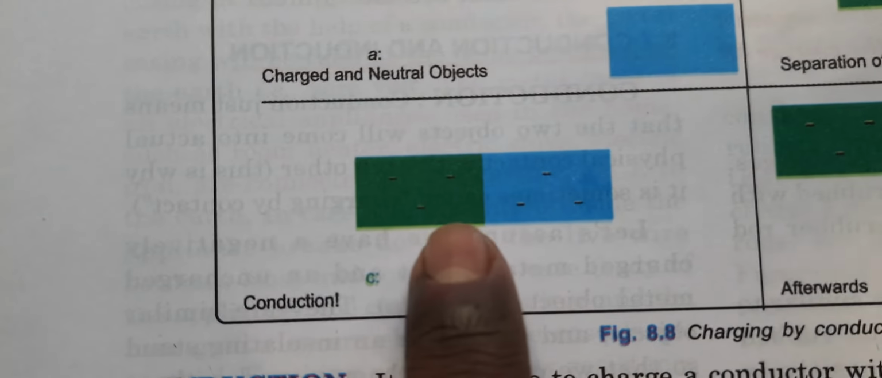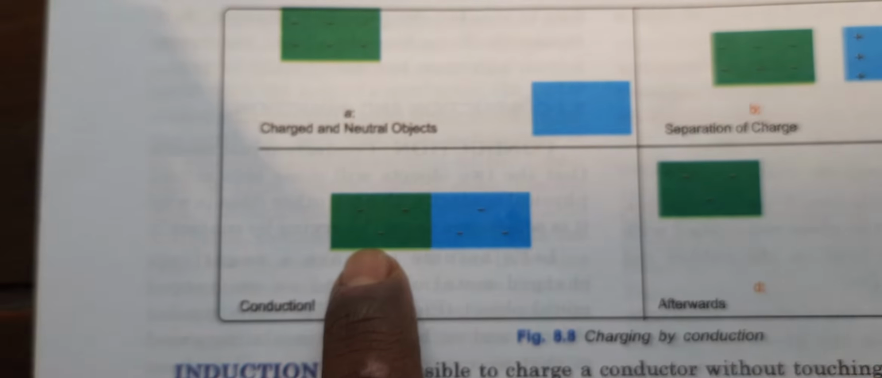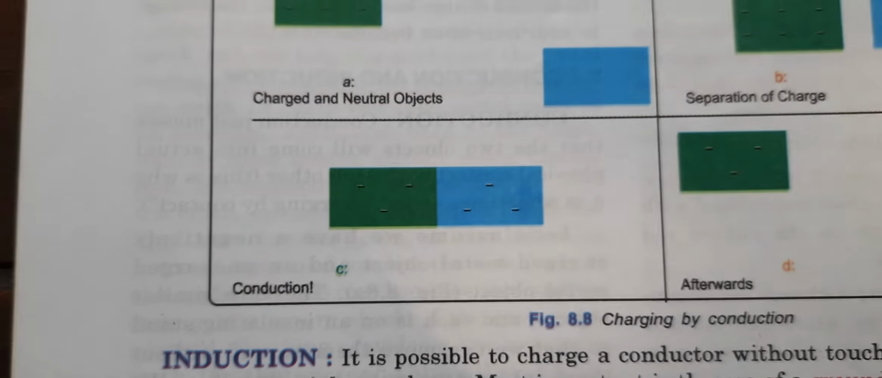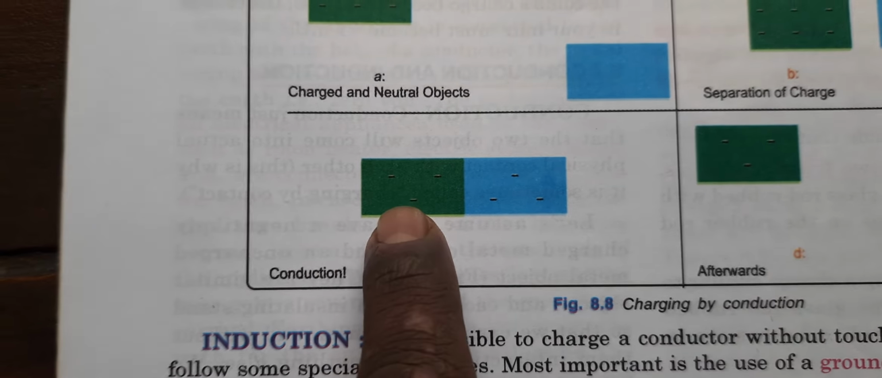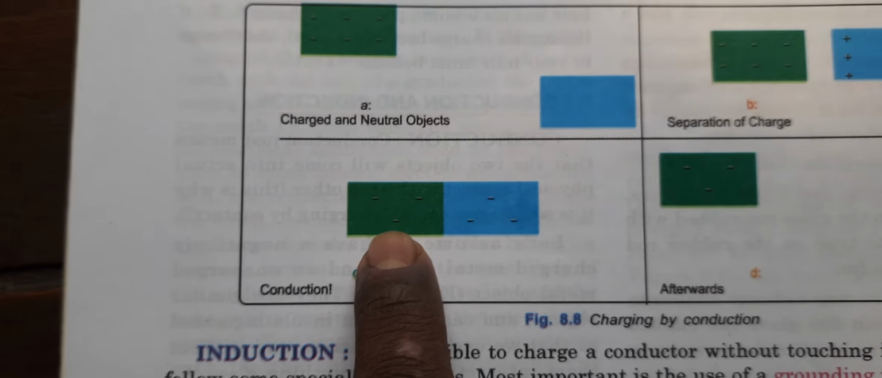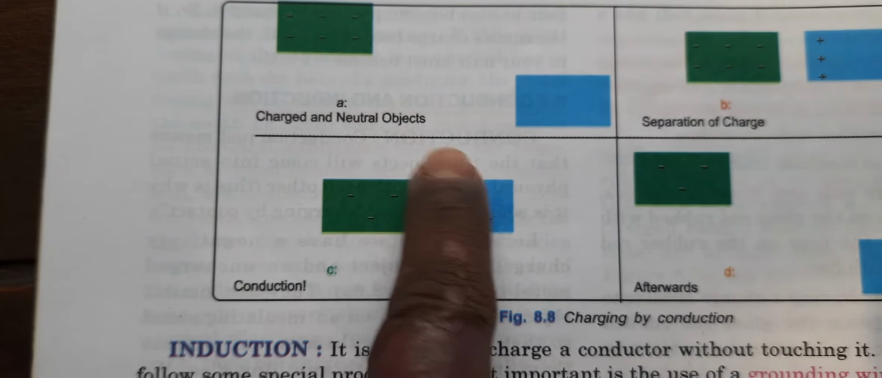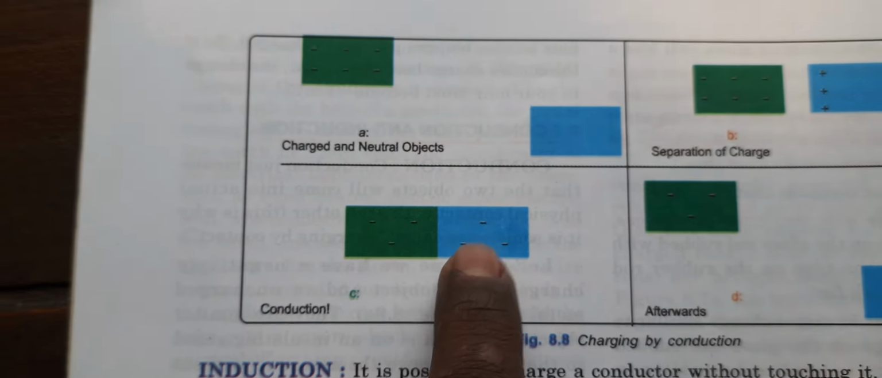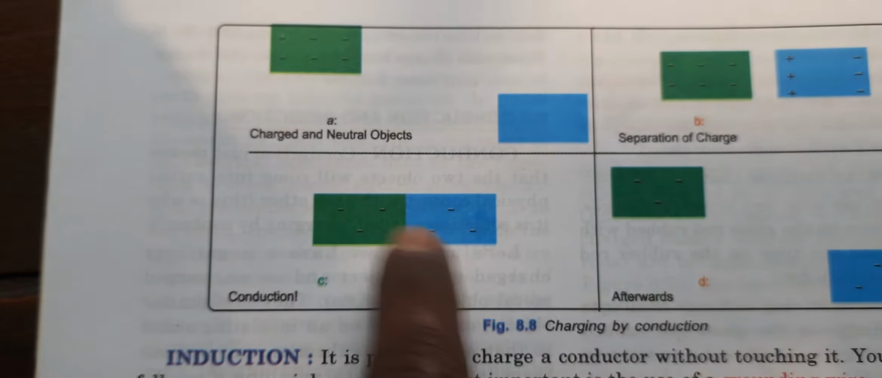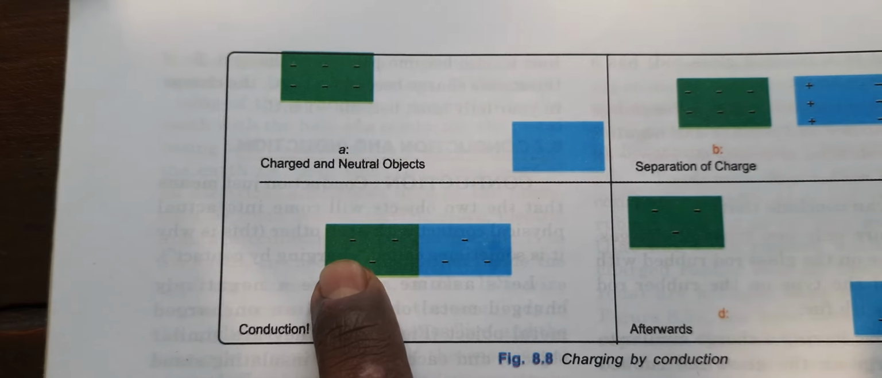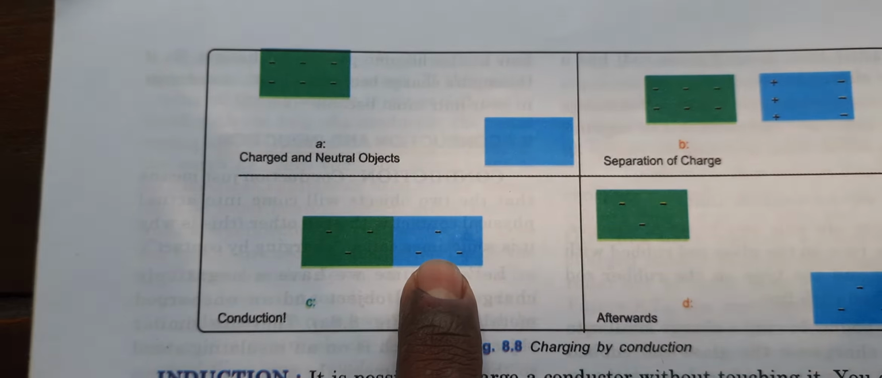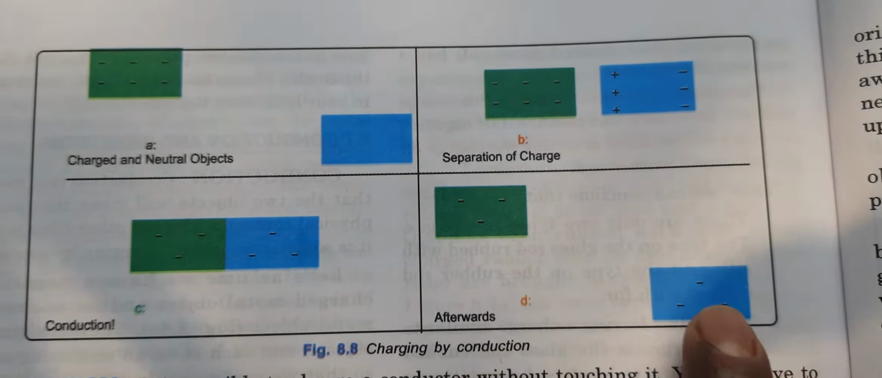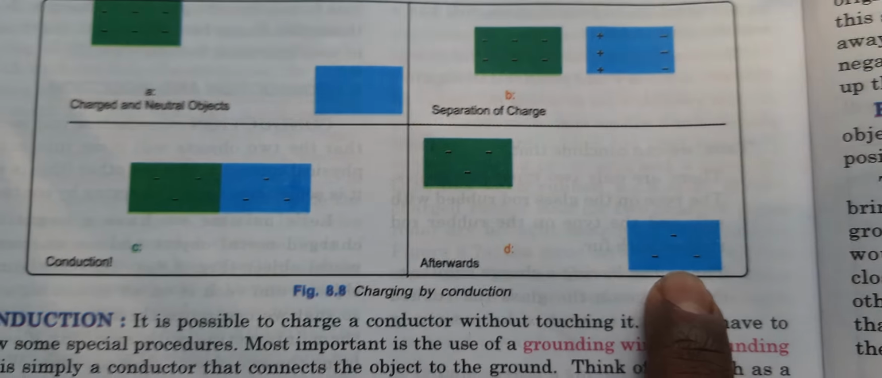Now in the third step, this negatively charged body touches, and as soon as it touches, the body has an excess of negative charge, isn't it? These negative charges jump into this object. Okay, so now this end or the whole object is majority negatively charged. So now when you remove this object from here, this body becomes negatively charged.